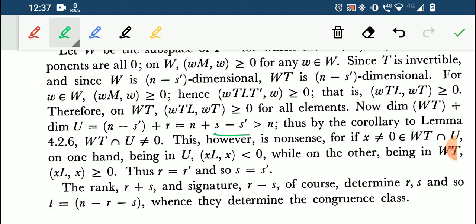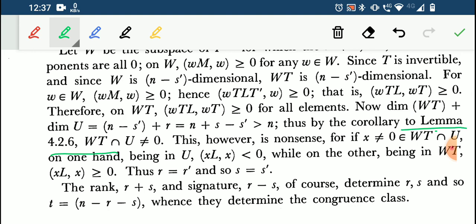So n plus s minus s dash will be greater than n itself. If s minus s dash is greater than 0, n plus some positive value will come, which is greater than n. So what we have done is: dimension of Wt plus dimension of U is greater than n. But by the corollary of lemma 4.2.6, Wt intersection U is not equal to 0.